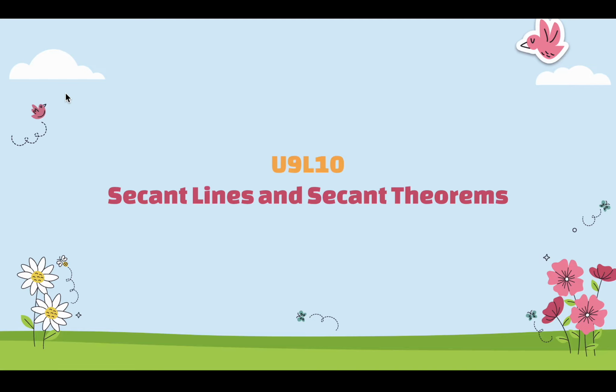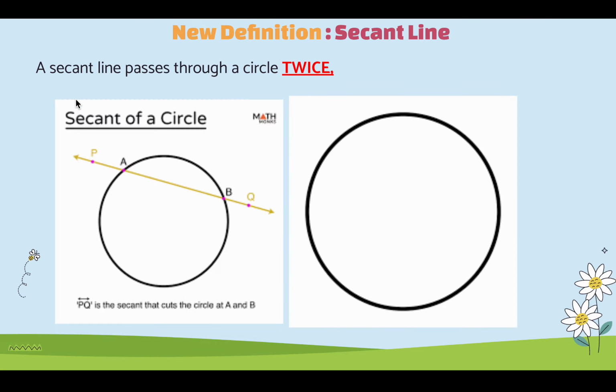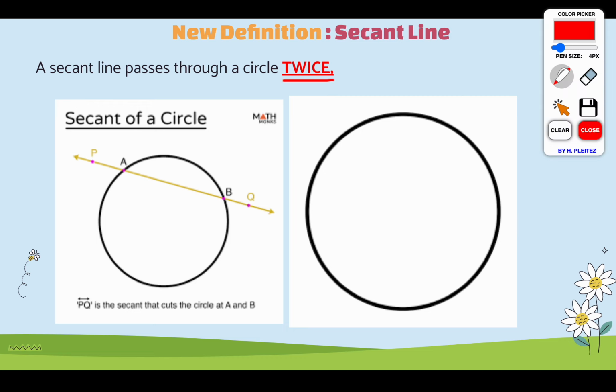What's up, guys? In this video we're going to be talking about a new type of segment and line in a circle called a secant line, and we're also going to learn about some theorems as well. So going over this definition, a secant line passes through a circle twice. If you take a look at this example, we can see our secant line is in yellow, and it's touching the circle at two distinct points, and it's cutting right through them. So it's not just stopping at A and B, but it's continuing through on both ends.